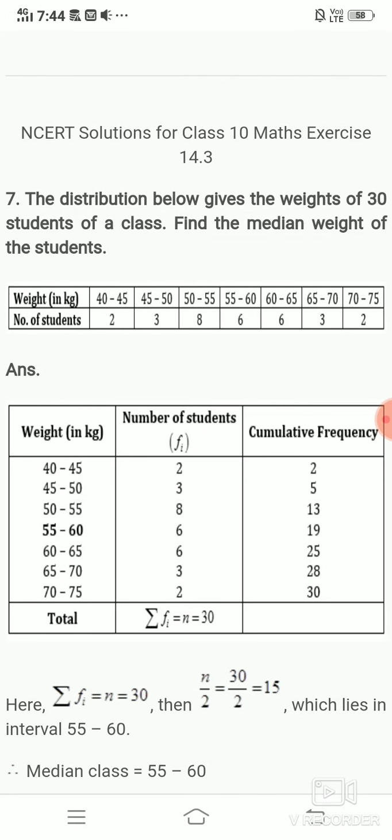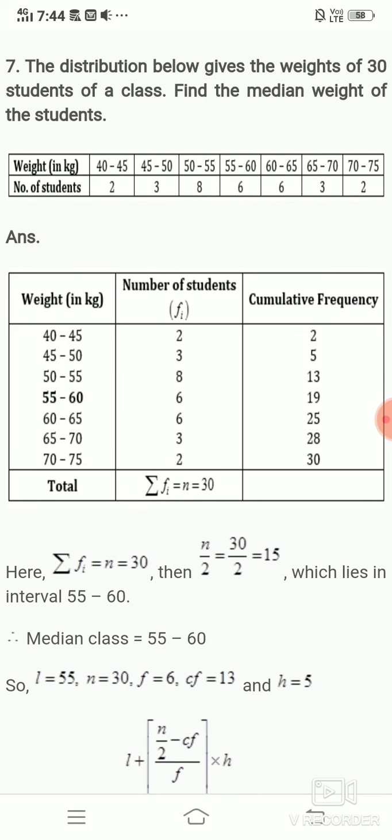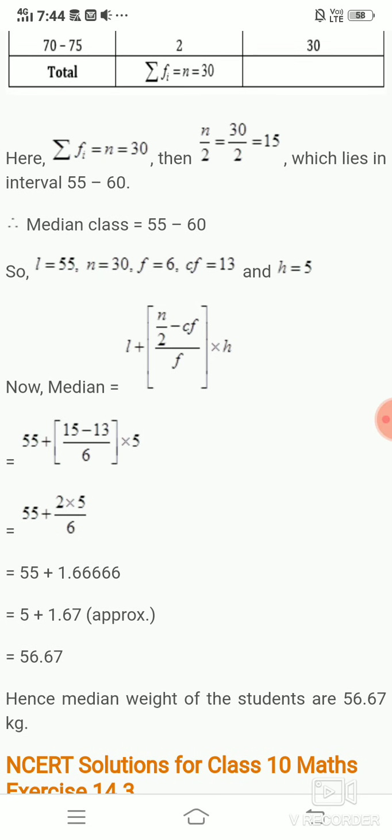Next problem, in the same way a table is given, cumulative frequency is given. So N by 2 is 15, and next to 15 is 19. So 55 to 60 is the correct median class. So L equal to 55, N equal to 30, f equal to 6, and the cumulative frequency is 13, and h equal to 5. So substitute and you get the answer.